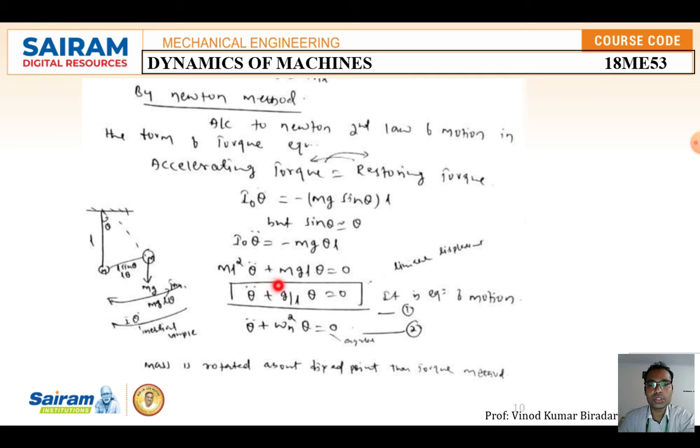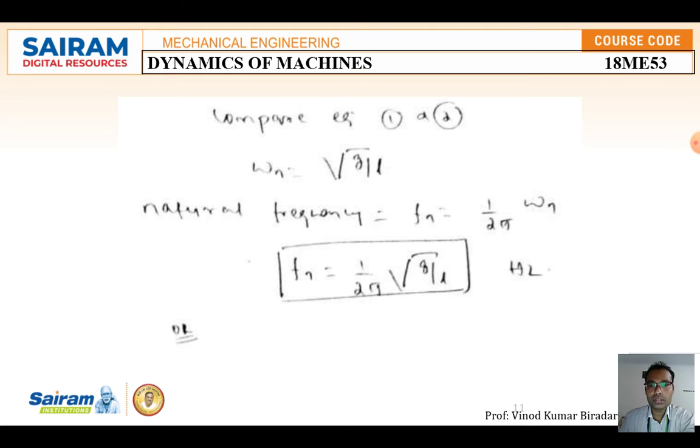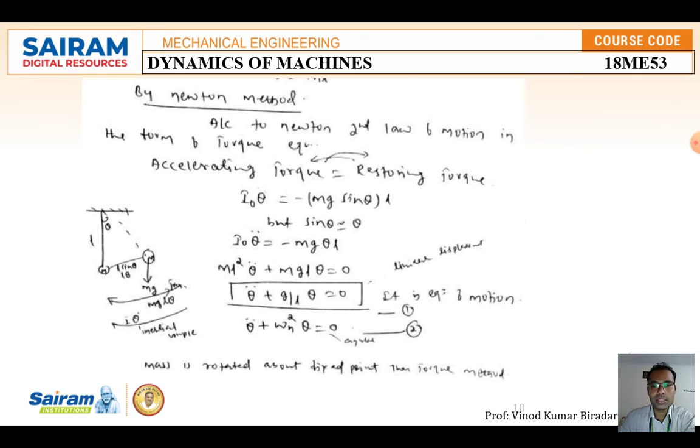Okay, so it is the equation of motion, but we have what? Theta double dot plus omega n square into theta is equal to 0. So equation number 2. So the mass of the rod is rotated about the fixed point. This I have shown in the free body diagram also. This is the rotation. Okay, so next compare equation 1 and 2, we are going to get omega n is equal to square root of g by l. So just take this g by l formula.